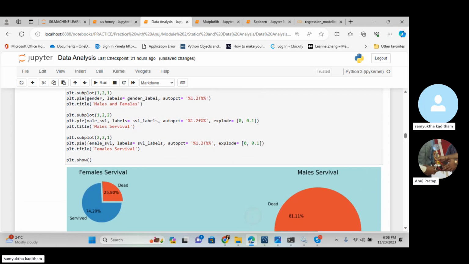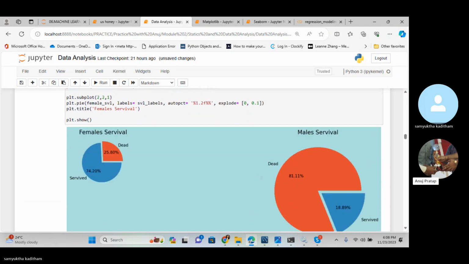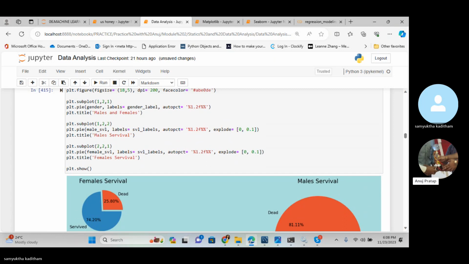Suppose we have four pie charts, and we want only two charts in the first row and two charts in the second row. So how can we do that? Right now we are just taking three pie charts. If we have four pie charts, I want two pie charts in the first row and two in the second row.